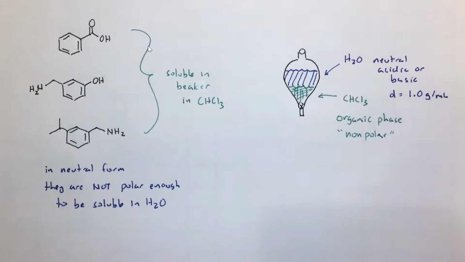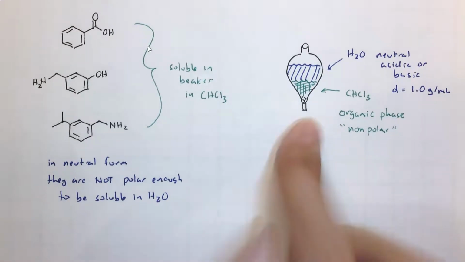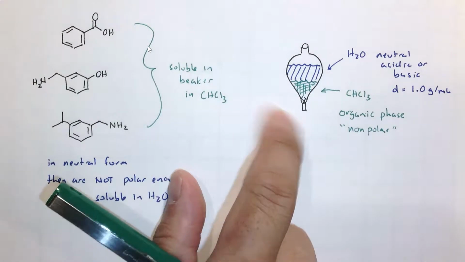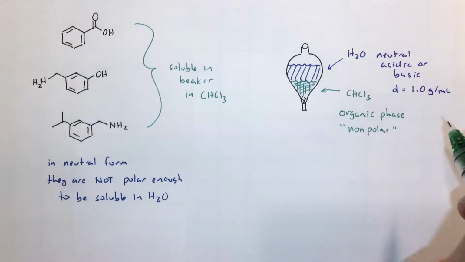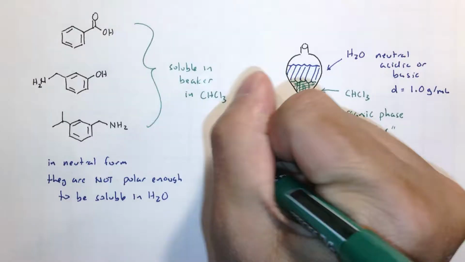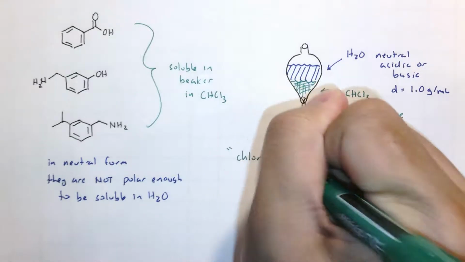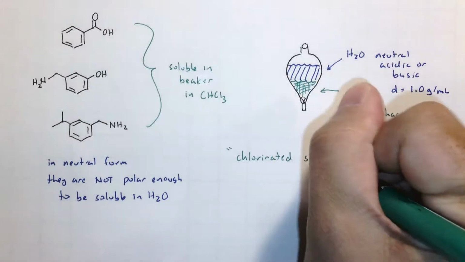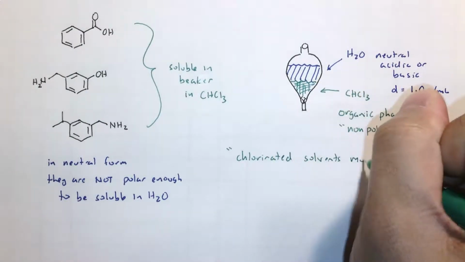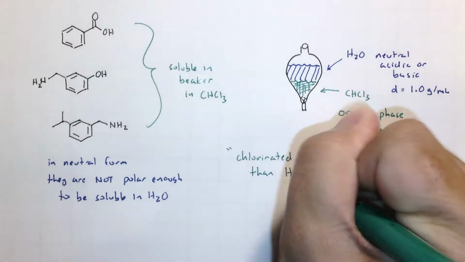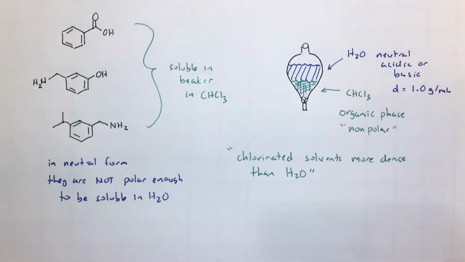Now this is a little bit different because most organic solvents are less dense. Diethyl ether would be on top of water. What else would be on top of water? Cyclohexane will be on top of water. I think some of you have seen cyclohexane water extractions before. It's chlorinated solvents that are more dense. That's actually the exception. Chlorinated solvents are more dense than water, and it doesn't matter if that water is acidic, basic, or neutral.